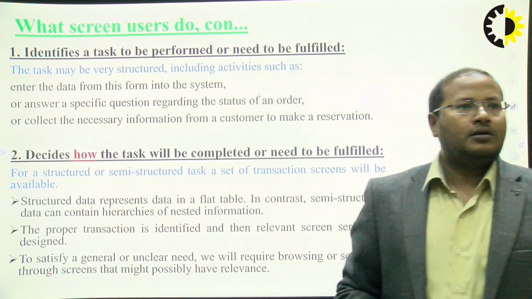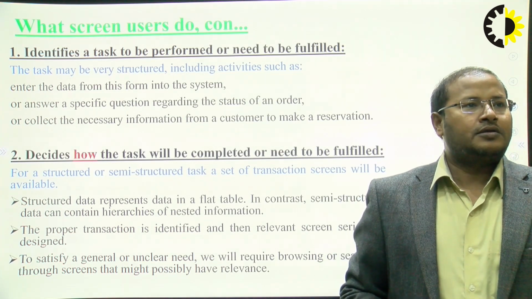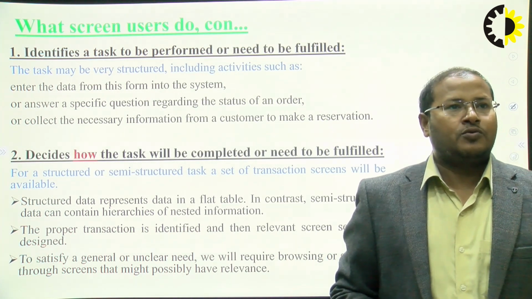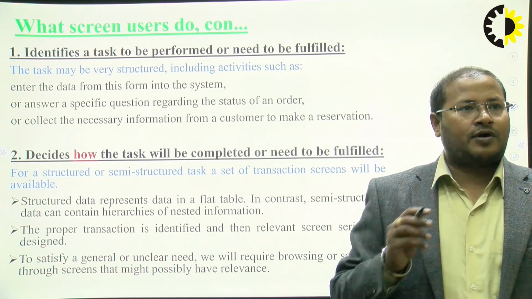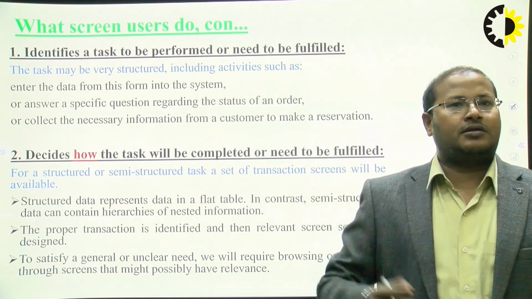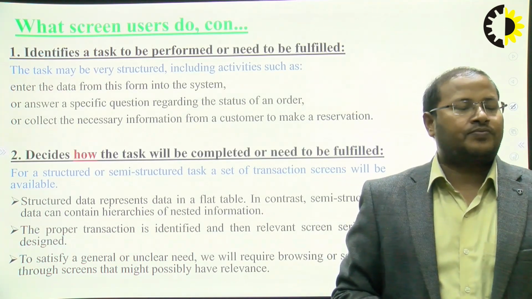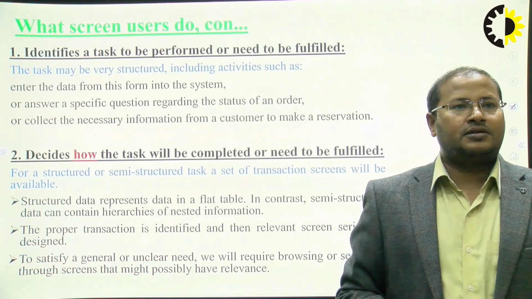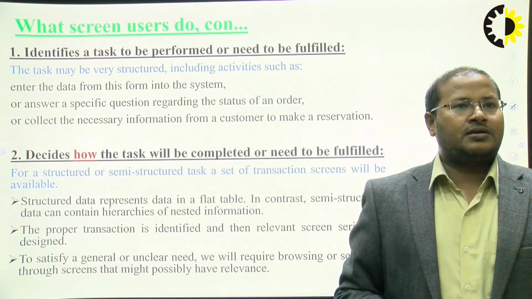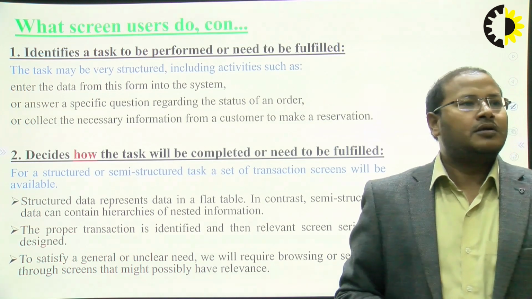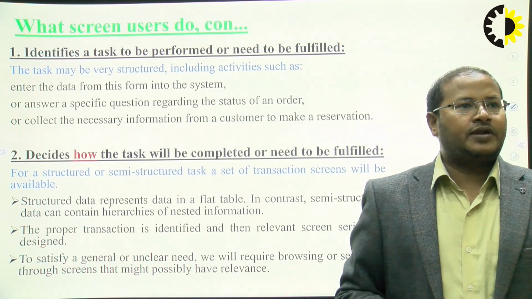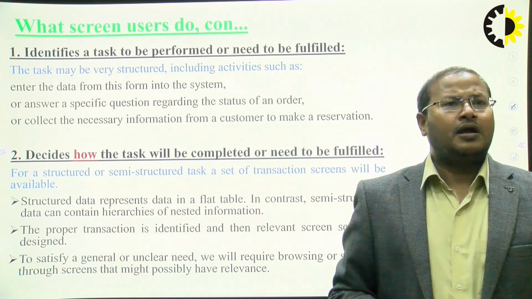When a user uses the screen, he identifies a task to be performed or a need to be fulfilled. The task may be very structured, including activities such as entering data from a form into the system. Suppose I have taken one form, and from that form I want to enter the related data into the system. Answer a specific question regarding the status of an order. Suppose a customer has given an order, then a question regarding the status of the order can also be answered. Collect the necessary information from a customer to make a reservation. These are the different structures, needs and fulfillment.